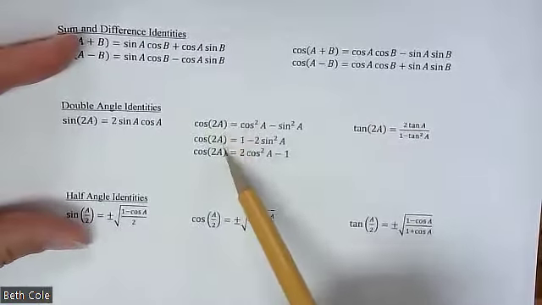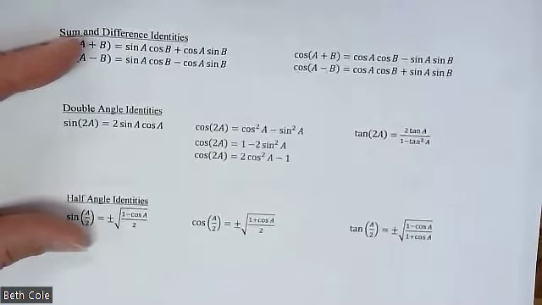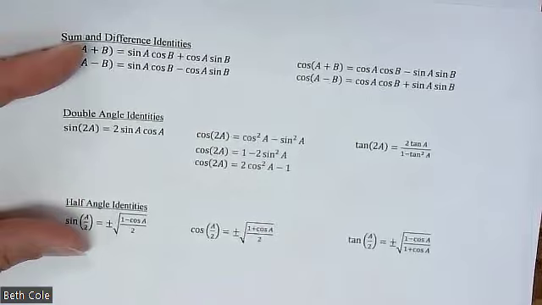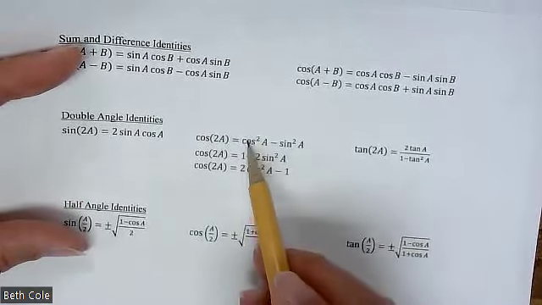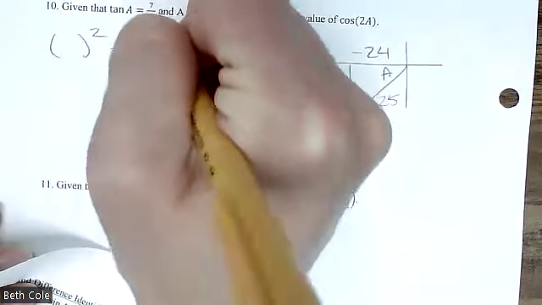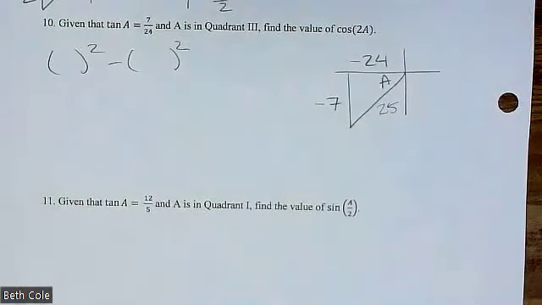Cosine for the double angles has 3 different ones. Do you remember me telling you what to pick? Just use the first one. If you're like, no, I don't want to use the first one, you'll get the same answer. It actually doesn't matter. All right, but I'm just going to use the first one. So it's cosine squared minus sine squared. I'm just going to write it out blank like that. Cosine squared minus sine squared.